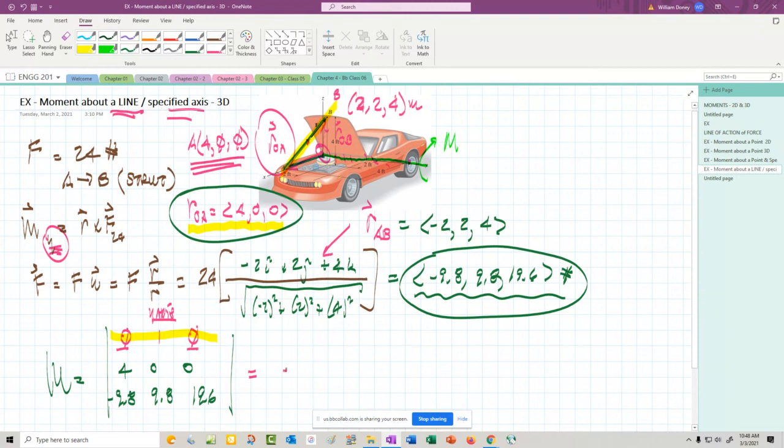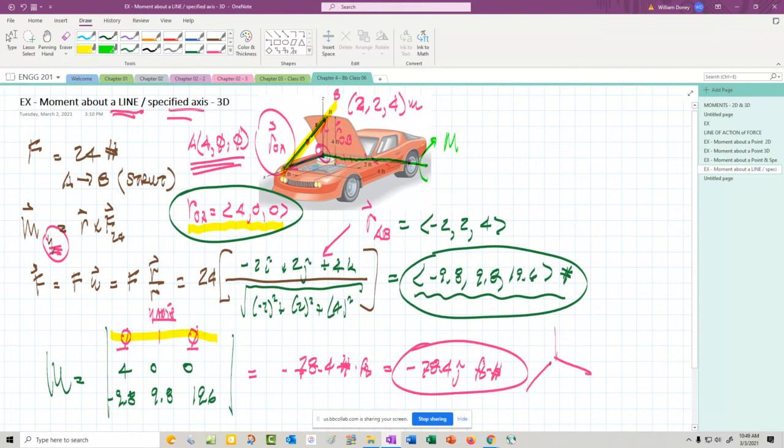So if I go through that, I get -78.4 pounds. We really should write that as -78.4j foot-pounds. And there's the answer.